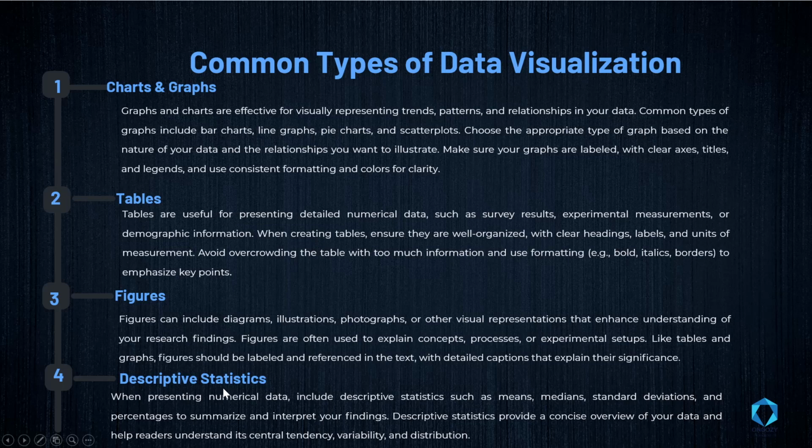Then the last one is the descriptive statistics. These are used for descriptive statistics such as mean, median, standard deviation, and percentages. They summarize and interpret your findings. Descriptive statistics also provide a concise overview of your data. It helps readers understand its central tendency, variability, and distribution, right?